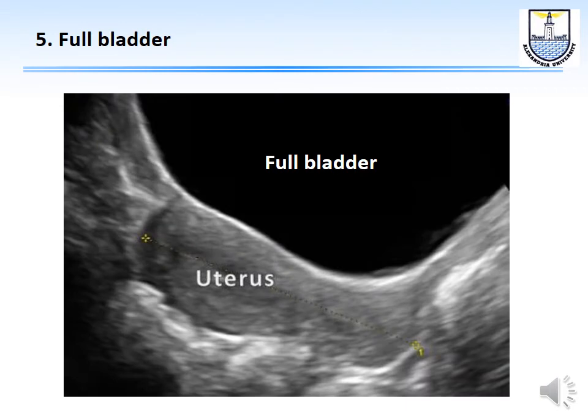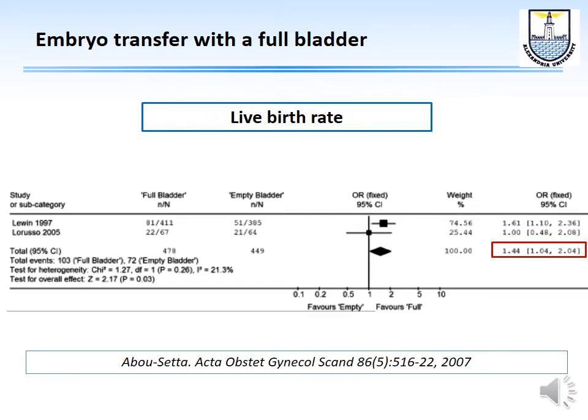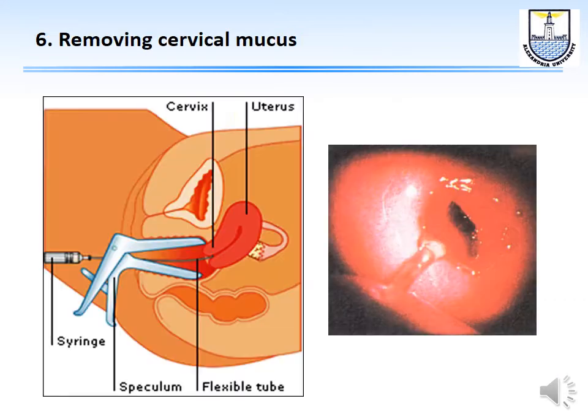Full bladder. Is it helpful to have a full bladder? And the short answer is yes. This is a meta-analysis by Ahmed Abu Satta from Canada. As you can see here, the clinical pregnancy rate is improved, the live birth rate is improved, and this is probably because the full bladder diminishes the uterocervical angle, which is usually the place where we have the problem.